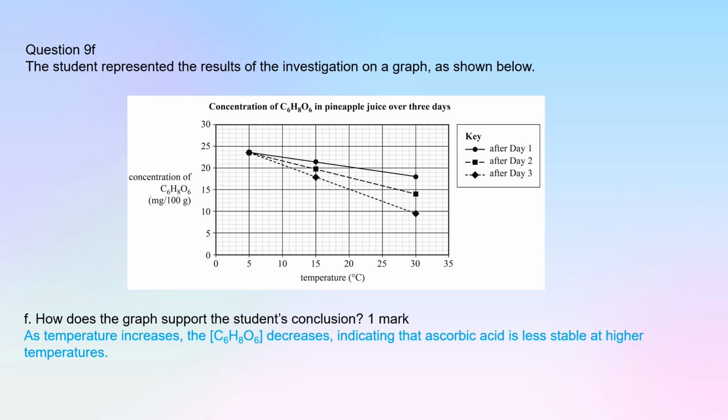As temperature increases, the concentration of ascorbic acid decreases, indicating that ascorbic acid is less stable at higher temperatures.